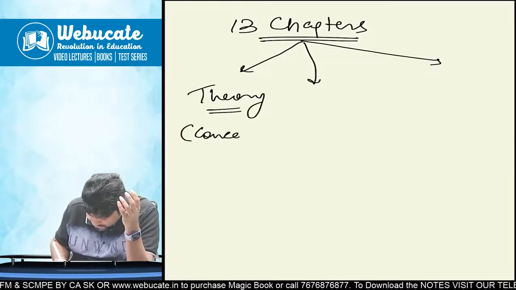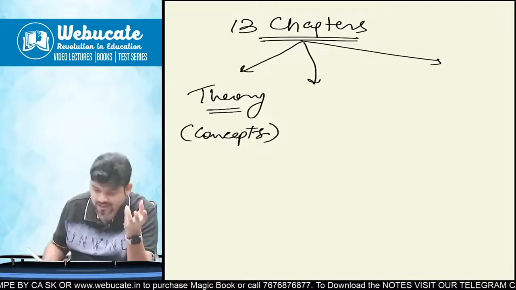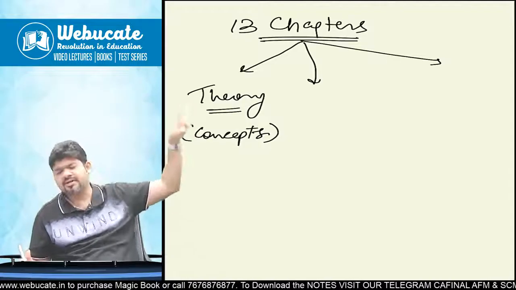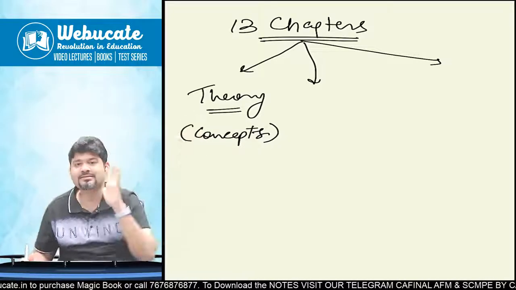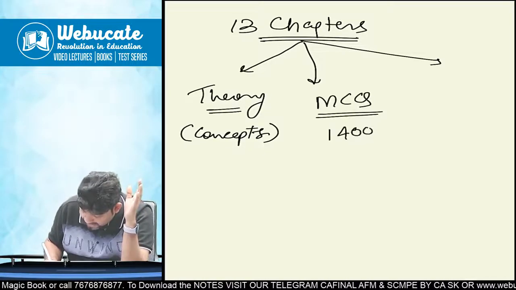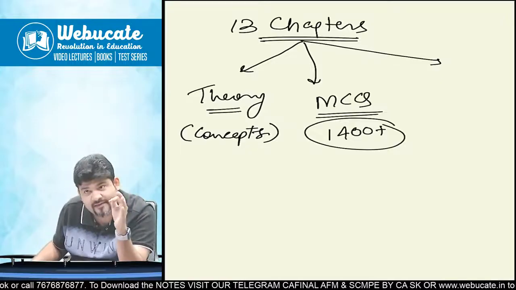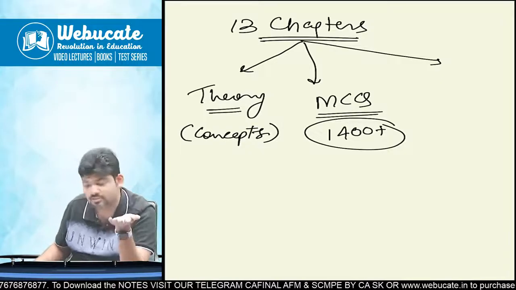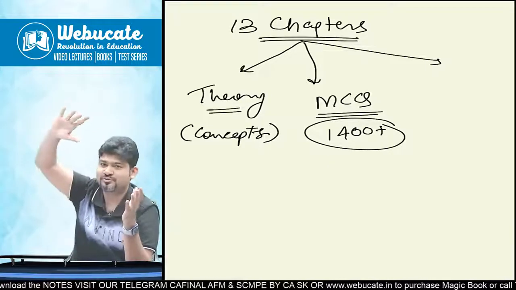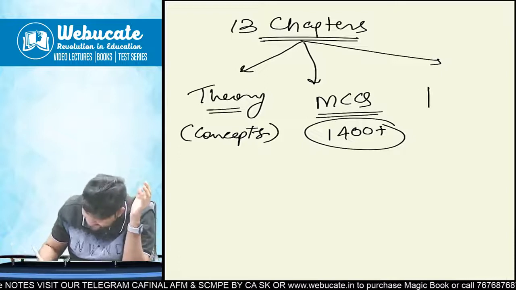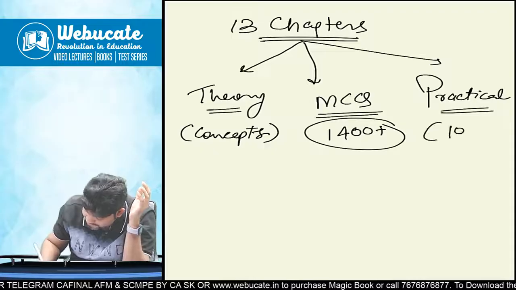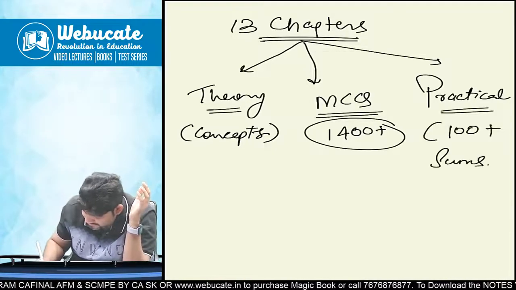So first there is going to be a bifurcation, or the first book is going to be based on concepts. All right, so mainly theory, all chapters' theory and concepts are going to be in this book. Then there is going to be the MCQ book. More than 1400 MCQs are there. ICAI has probably 400 MCQs, and 1000 I have added, my own MCQs, making it comprehensive. So beyond that, you don't have to look at anything else. And the last book is going to be the practical book with more than 100 sums.